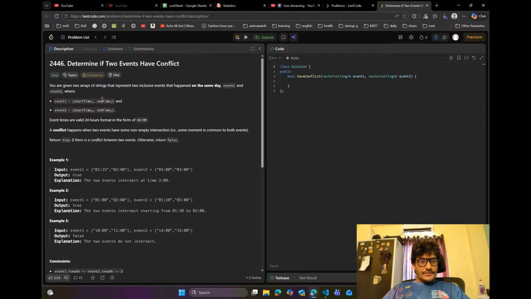You're given two arrays of strings that represent two inclusive events that happened on the same day, event 1 and event 2. Where event 1 has start time 1 and end time 1, and event 2 has start time 2 and end time 2. Event times are valid 24-hour format. A conflict happens when two events have some non-empty intersection, okay, non-zero intersection.